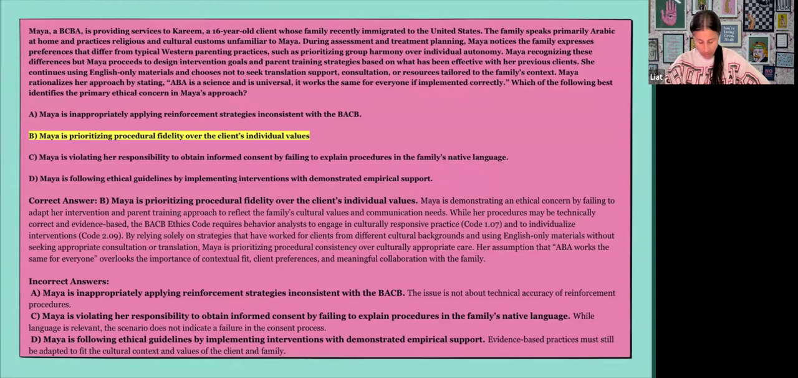Maya is inappropriately applying reinforcement strategies inconsistent with the BACB. This issue is not about technical accuracy of reinforcement procedures. Why is C incorrect? Maya is violating her responsibility to obtain informed consent by failing to explain procedures in the family's native language. While language is relevant, the scenario does not indicate failure in this consent process. D is incorrect because Maya is following the ethical guidelines by implementing interventions with demonstrated empirical support. Evidence-based practices must still be adapted to fit the cultural context and values of the client and family.